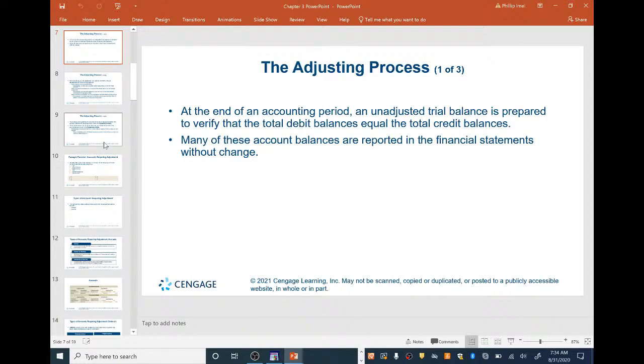Many of these account balances are going to be reported in the financial statements without change. What's that mean? When we prepare that unadjusted trial balance and we have the debits and the credits for the relevant elements, some of those elements are going to be unchanged when we report them on the financial statements. A lot of times land is a good example because it's carried at historical cost, okay? Unless we sold it. If we're still just carrying that land, then that land's going to be unadjusted. So that balance reported in the land account is going to be reported in the financial statements without change. However, other accounts are going to have to be adjusted to be correctly stated within the financial statements.